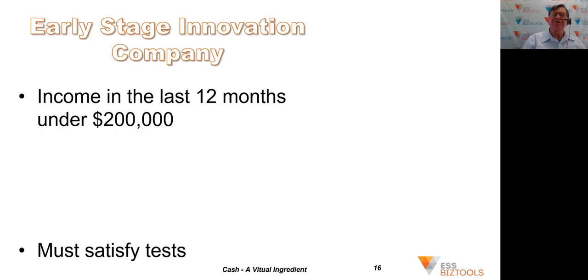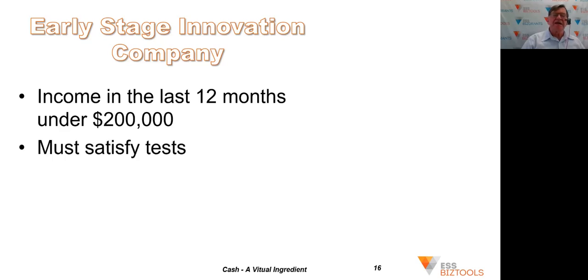And income must be less than $200,000. But if you happen to have received an accelerating commercialization grant, or your client has, that's not included in that $200,000 figure. And they must satisfy some tests to be classified as an early stage innovation company. The first test is the provisional test, and that basically is the items I've listed above. Income under $200,000, expenditure under $1 million, not registered on a stock exchange, under 3 years of age.